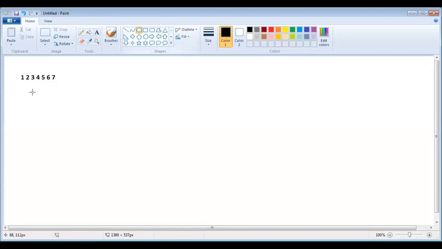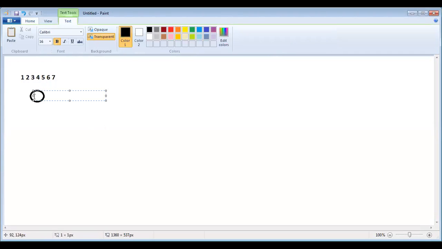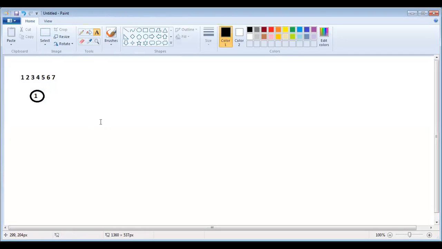What is the first number I have to insert? 1. Yes. So there is no issue because there is only one element. What is the next element I'm going to insert? 2. Where do I have to insert 2? Obviously right of 1, because it is a binary search tree. Exactly. So right side I have to insert.